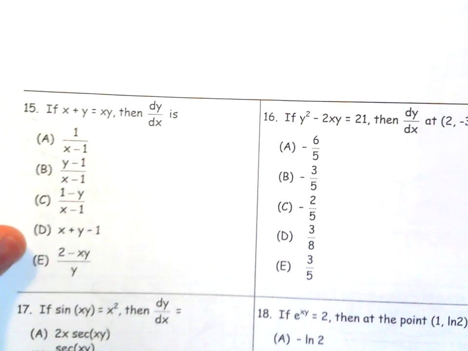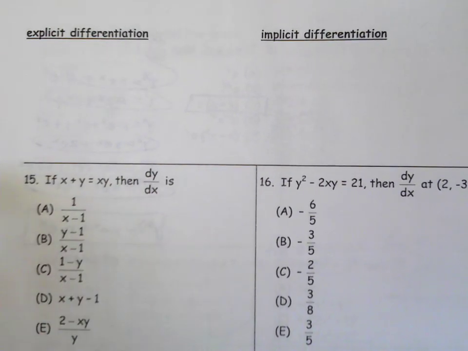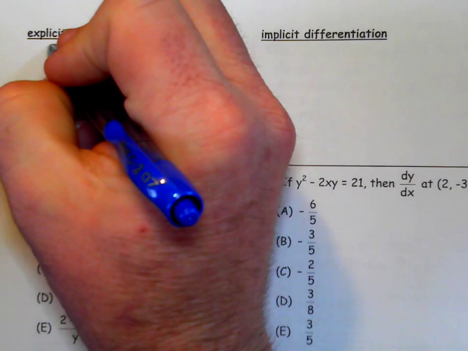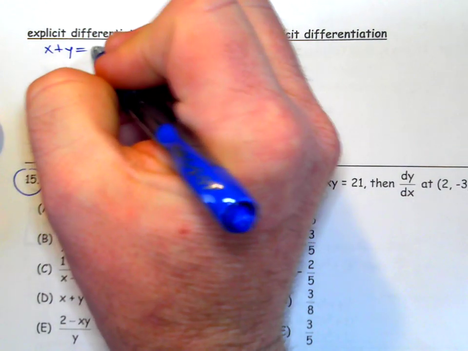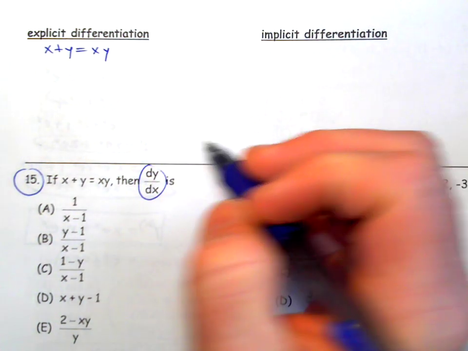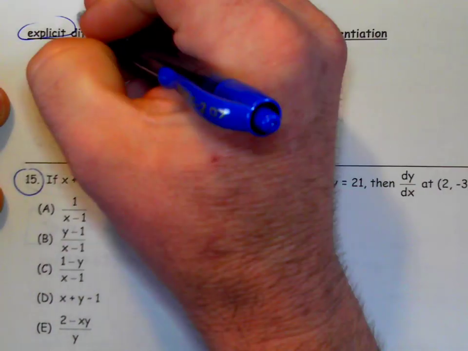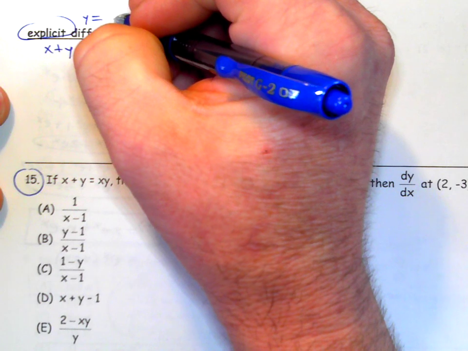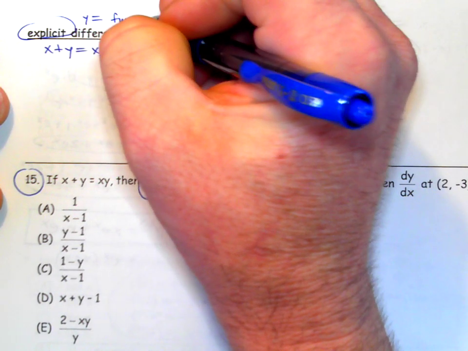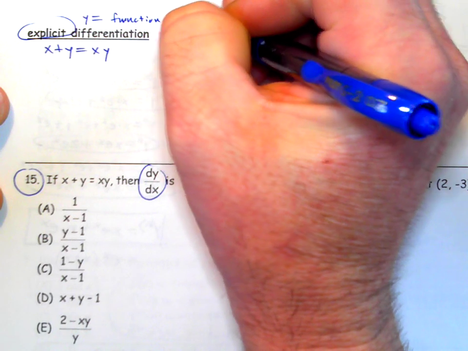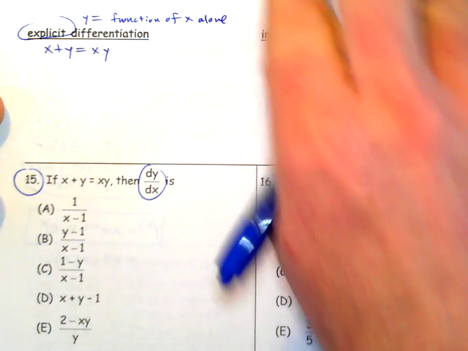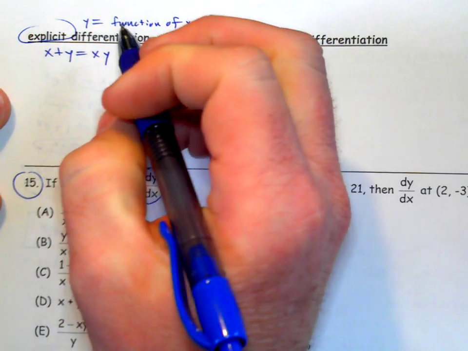Let's go to the last page and talk about the difference between explicit differentiation and implicit differentiation. So we're going to start with problem 15. We're going to say, all right, x plus y equals xy. And we're going to try and find the derivative. Now, I'm going to ignore the answers right now. If we want to do it explicitly, that means we need to get y equals, as a function of x alone. We need to isolate y to do it explicitly, which is the way we usually do it.